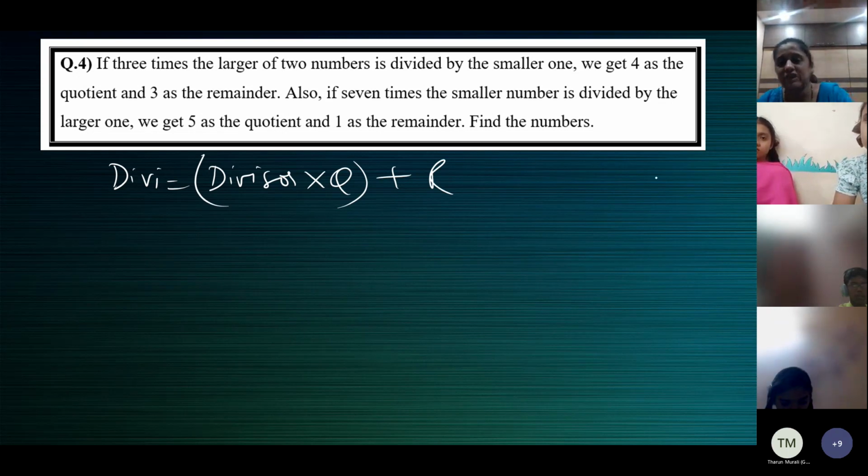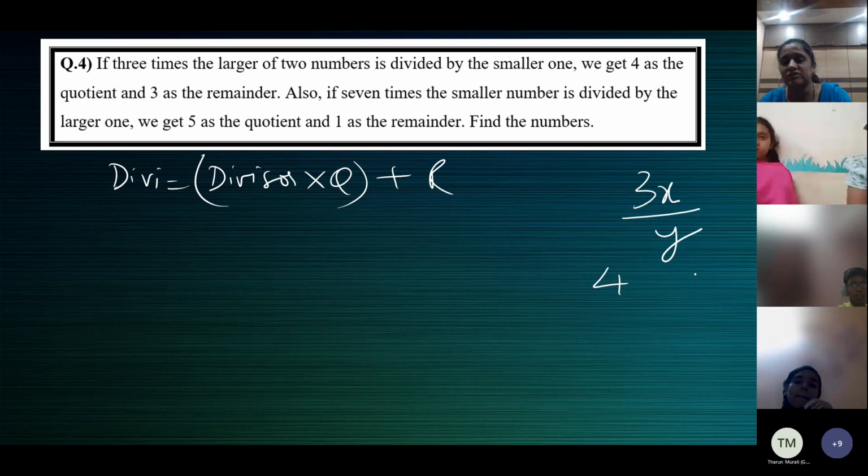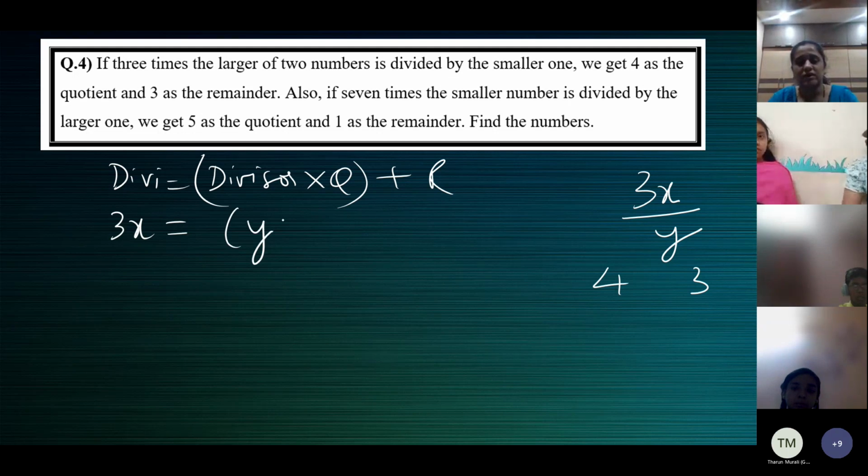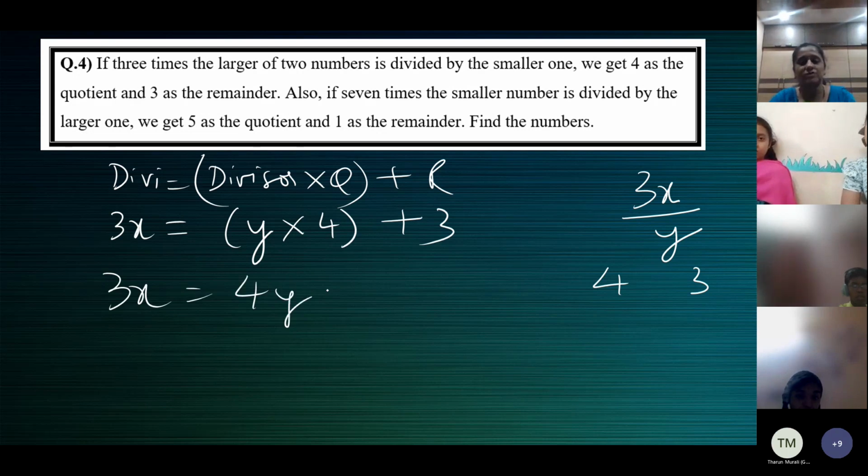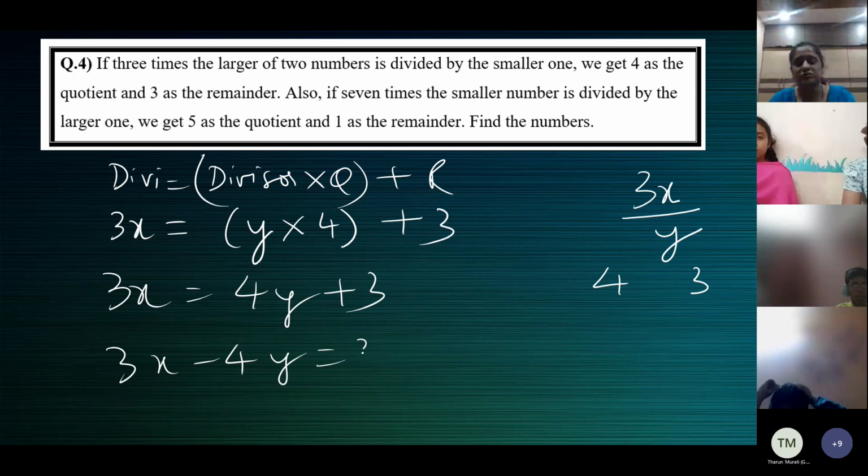So if 3 times the larger of the two numbers is divided by the smaller one, we get 4 as the quotient and 3 as the remainder. So substitute: dividend 3x is equal to divisor y into quotient 4 plus remainder 3. So the equation is 3x = 4y + 3, or 3x - 4y = 3, the first equation.